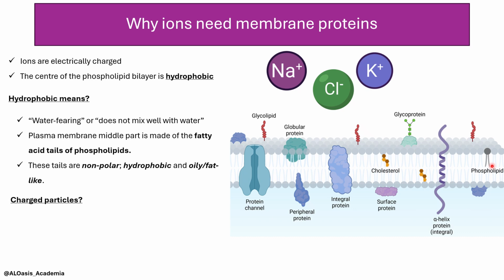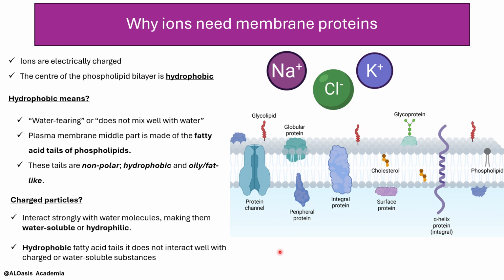But this still doesn't explain why ions cannot cross through the membrane, because ions are not water. Sodium is not water. So why can't sodium just pass through the membrane? And the reason is that charged ions like these interact very strongly with water molecules. Remember that in this context, you have the cell membrane, the outside of the cell would have water, and the inside of the cell will have water. So ions will be dissolved and interacting strongly with water molecules.